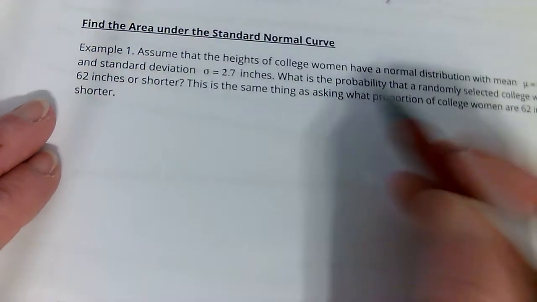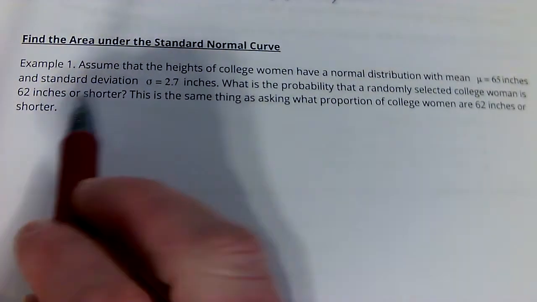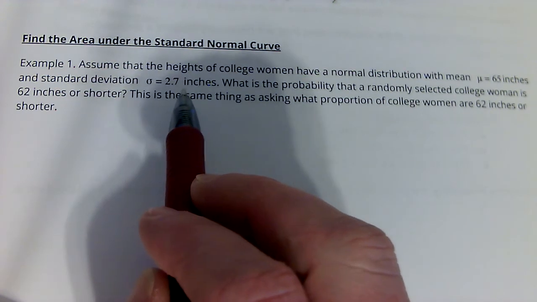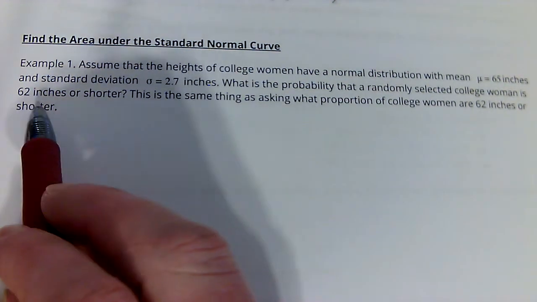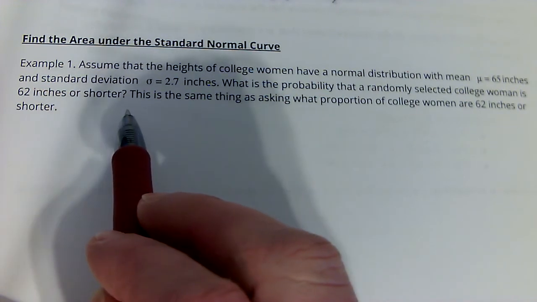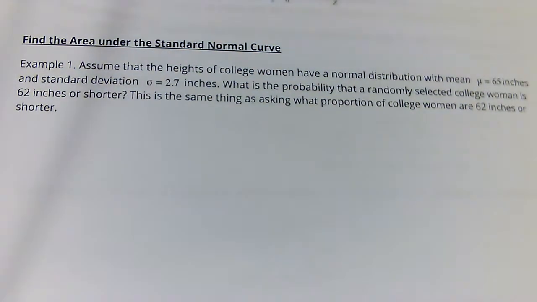So assume that the heights of college women have a normal distribution with a mean of 65 inches and a standard deviation of 2.7. What is the probability that a randomly selected college woman is 62 inches or shorter? This is the same thing as asking what proportion of college women are 62 inches or shorter.